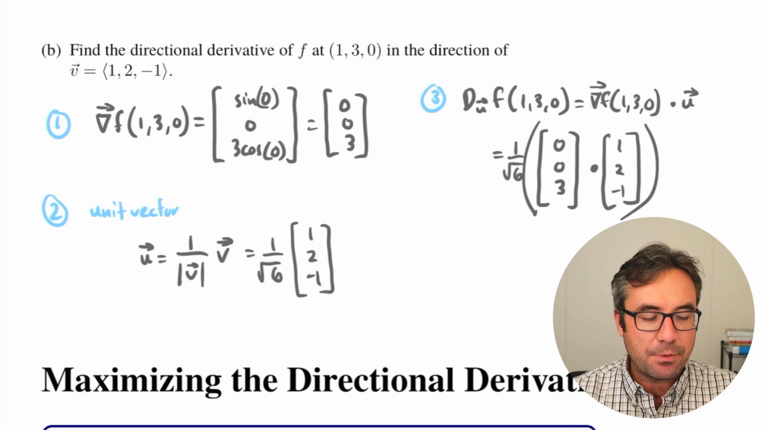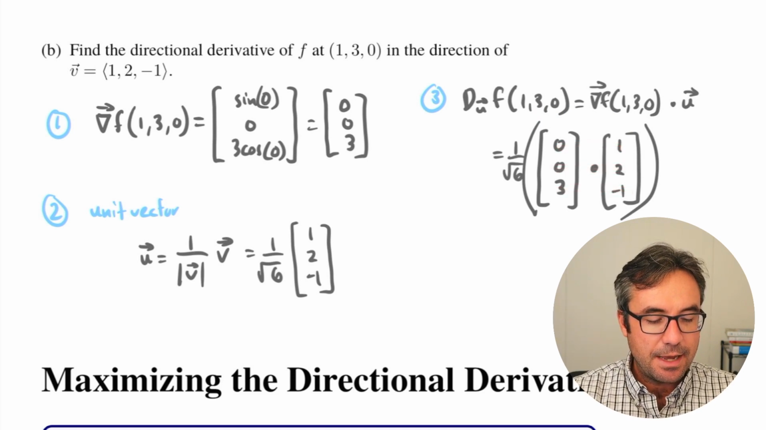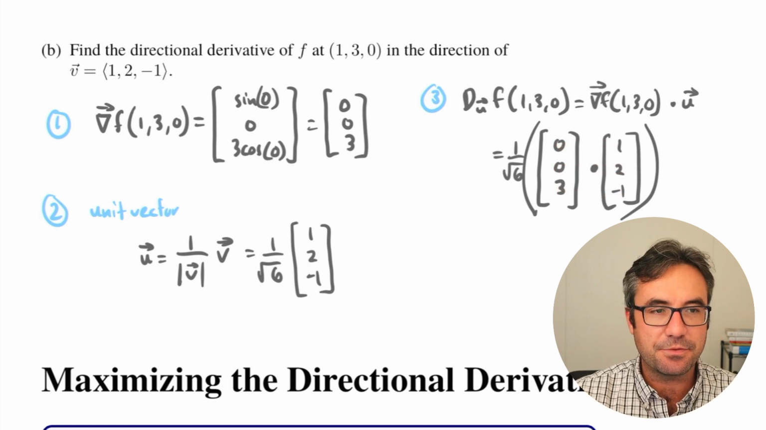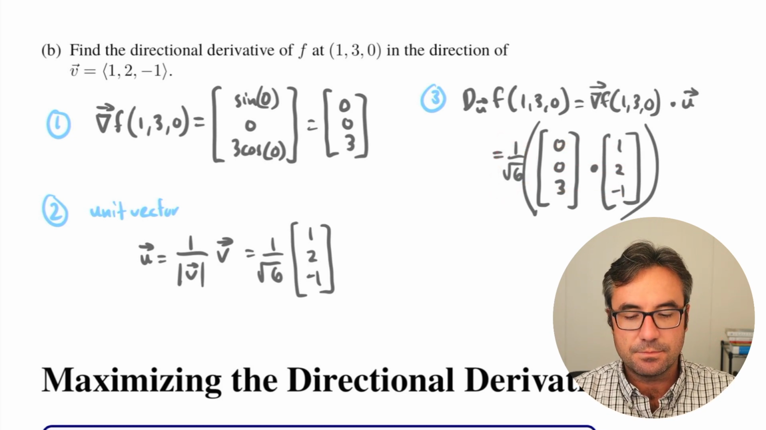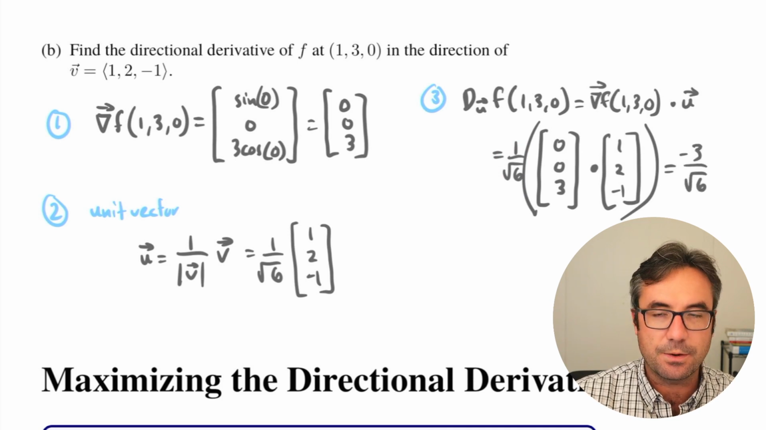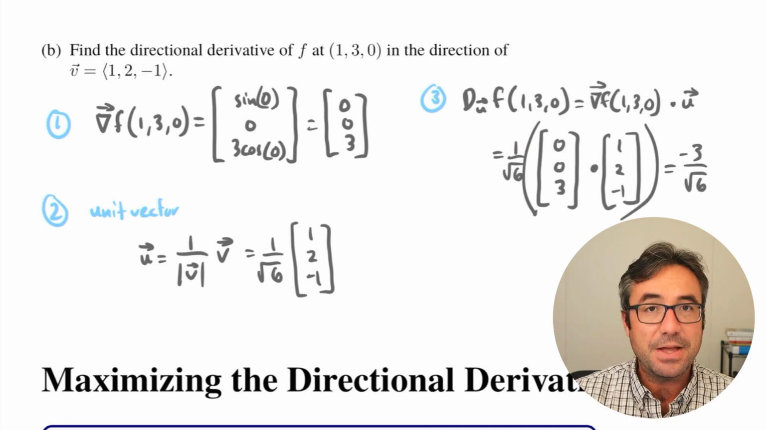And then to do the dot product, just multiply across, and we get 0 plus 0 plus negative 3. So we get negative 3, and then we have our scalar term in front. So we end up with negative 3 over square root 6. And that's our directional derivative.